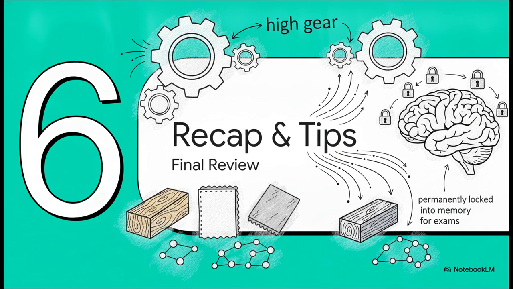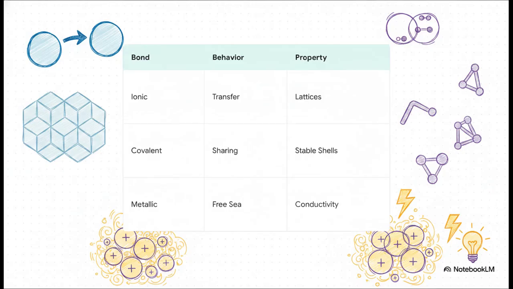Section 6. Final recap and exam tips. All right, let's synthesize this whole thing. Ionic bonds feature the complete transfer of electrons, which results in the property of giant crystalline lattices. Covalent bonds, the mechanism is sharing pairs, which allows atoms to achieve filled valence shells and distinct molecular shapes.